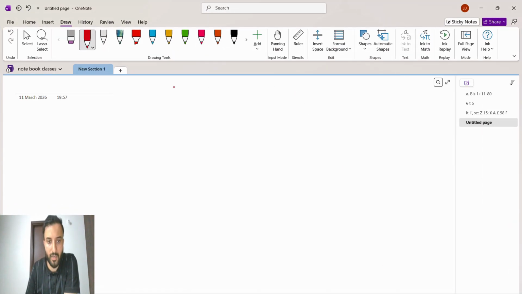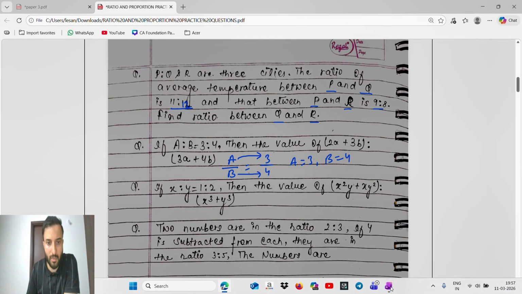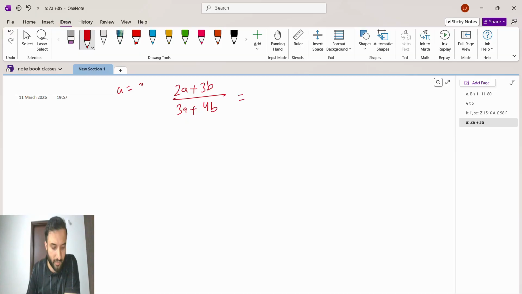Okay, we have to find the value of 2A plus 3B is to 3A plus 4B. Just substitute the values. A value, what are we getting? A value we got 3.